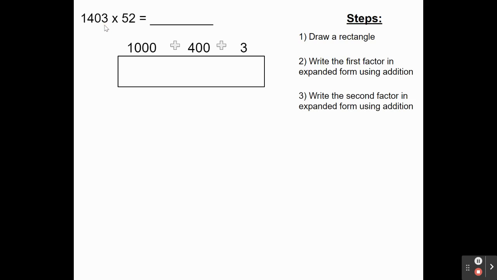Next, let's write the second factor in expanded form using addition. The second factor is 52. The 5 is in the tens place, so the value is 50. The 2 is in the ones place, so we're going to add the value of 2.